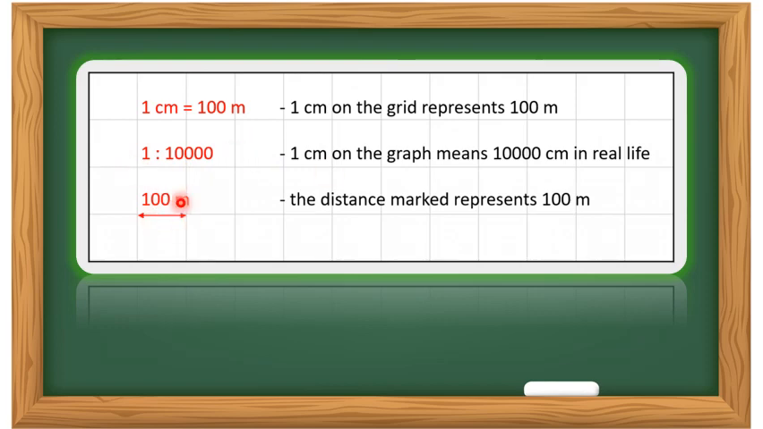And you can see this one just gives you little arrows to tell you that 1 centimeter represents 100 meters, and that's a distance mark represented there. If you look at these three different ways of presenting scale, you will notice that they all mean the same thing, so be careful when you're reading them.